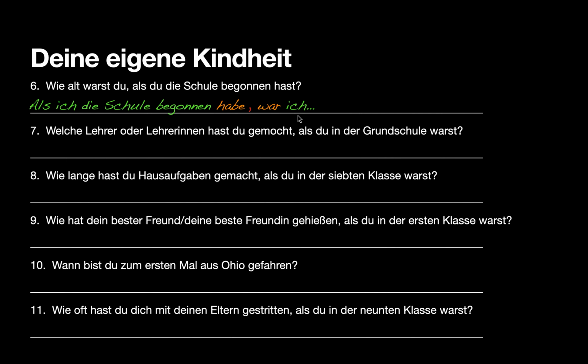Then you'll do the same thing with number 7. You'll take "als du in der Grundschule warst" and turn it into a time expression about yourself. "Als ich in der Grundschule war." Here, I have a comma. My verb is "hast gemacht." I'm going to have "habe ich," so that I get my verb, comma, verb in the middle. I'm going to keep "gemacht" all the way at the end of my sentence. So I'll have "habe ich," then the name of the teachers that I liked, then "gemacht."